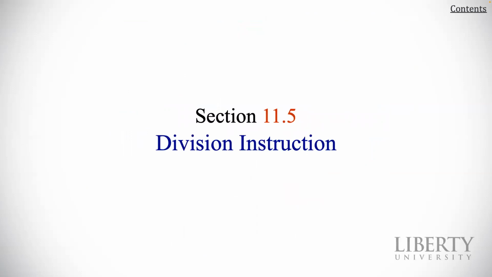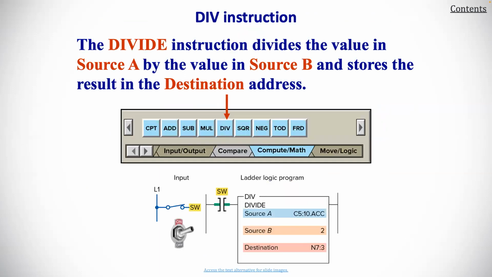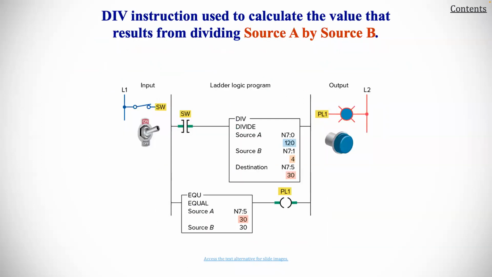Next, we have the division. The divide instruction divides the value of source A by B and puts it in the destination, similar to what we've had previously on the other three. Here is the DIV instruction used to calculate the value that results from dividing source A by source B.